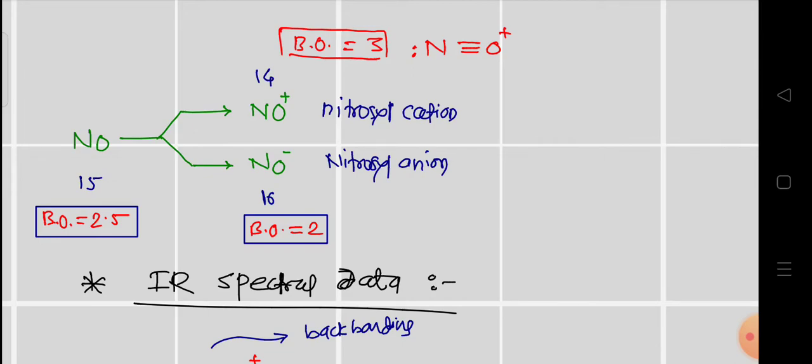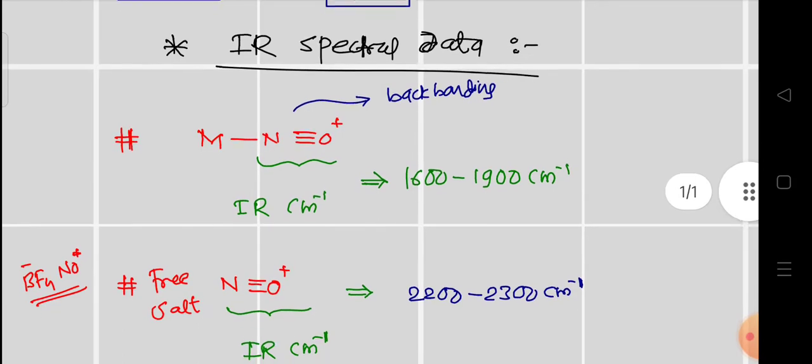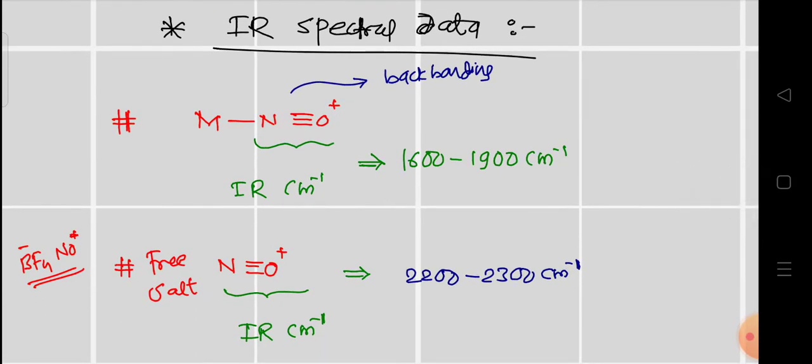While if it receives 1 electron, it becomes NO negative, that is called the nitrosyl anion, and it is a 16 electron system like the O2 molecule, having bond order 2. We will see how to do the characterization of metal nitrosyl complexes.